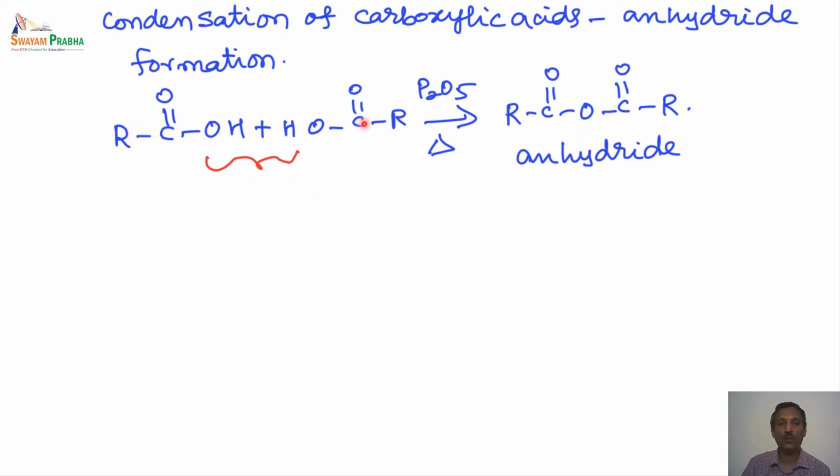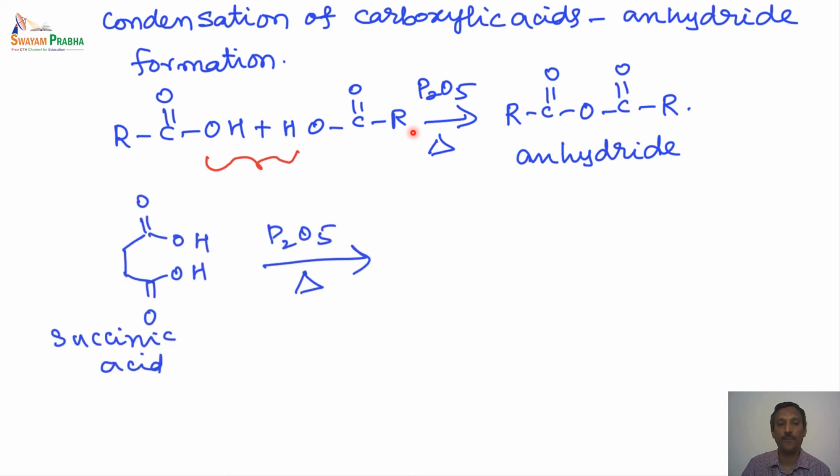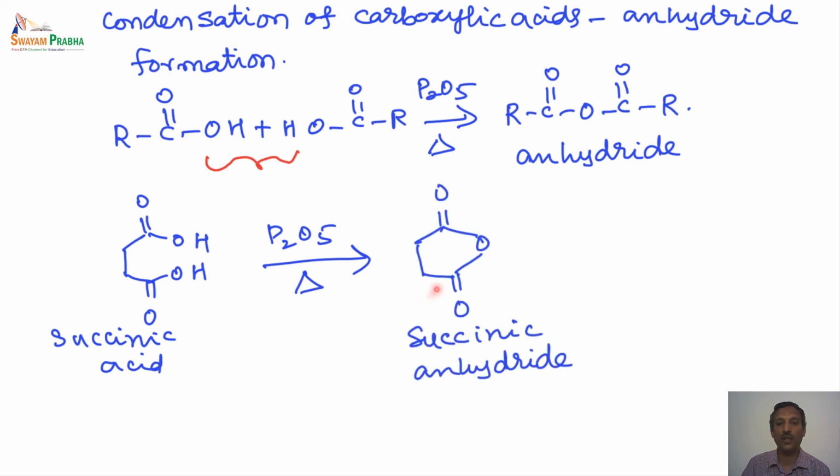If we use different carboxylic acids, then there is a possibility that we will end up with a mixture of anhydrides. So that is the reason generally anhydride formation is not a very favorable reaction unless for a symmetric anhydride. We will also be studying the preparation of anhydride later in this and the next couple of sessions. So if we take succinic acid and treat with P2O5 and heating, that produces succinic anhydride. It is a cyclic anhydride which is used in many reactions.